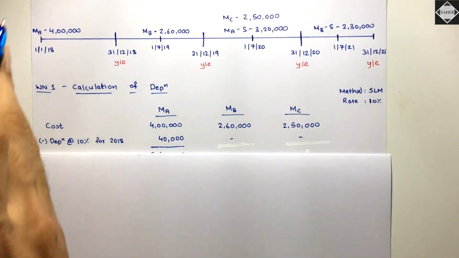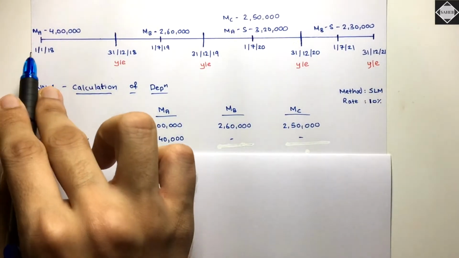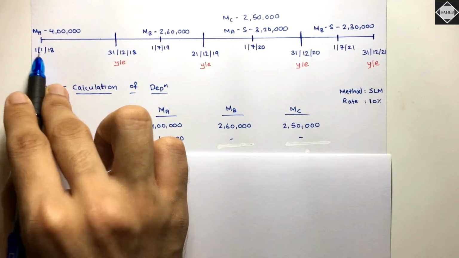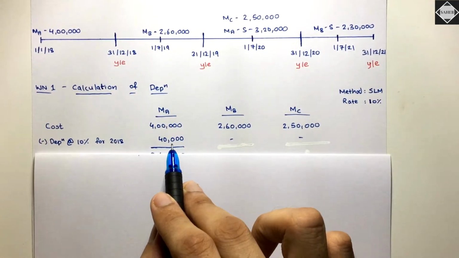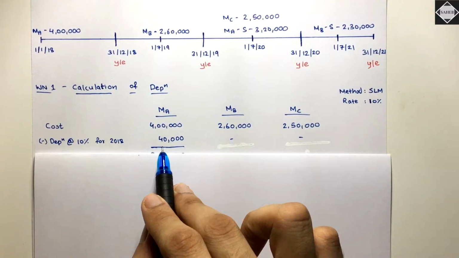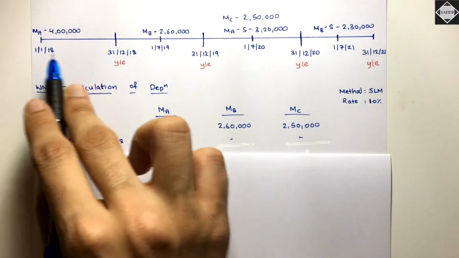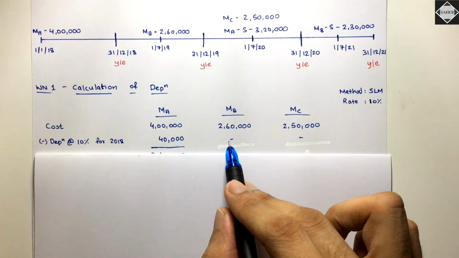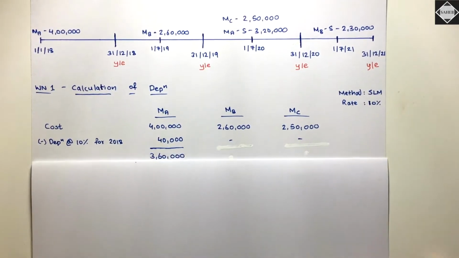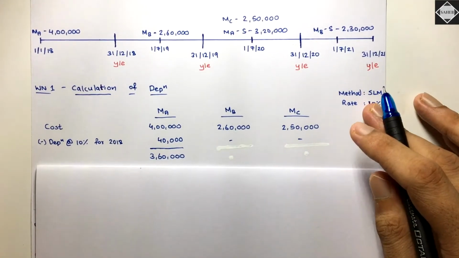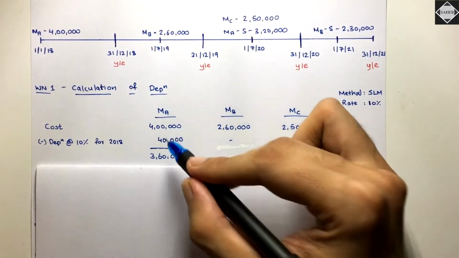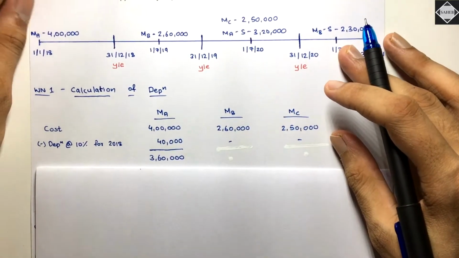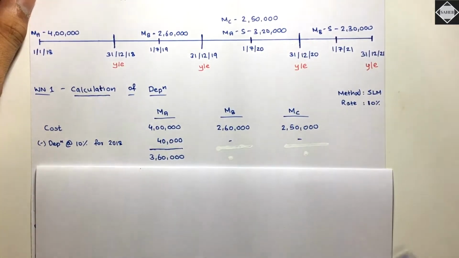You have to charge the entire year's depreciation because it was purchased on the first day of the year, 1st January. So the entire year's depreciation, that's 40,000. Clear? Simple. Nothing else happened in this year, so no depreciation for machine B or machine C. Now the written down value on 31st December 2018 would be 4 lakh minus 40,000, that's equal to 3,60,000.